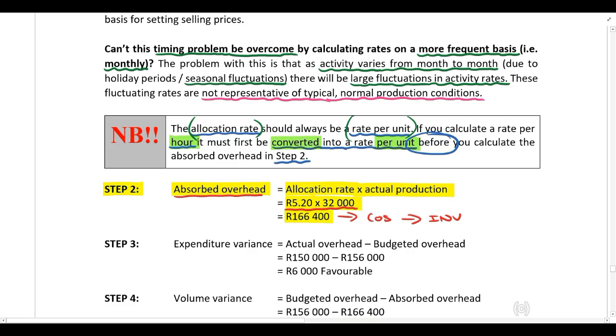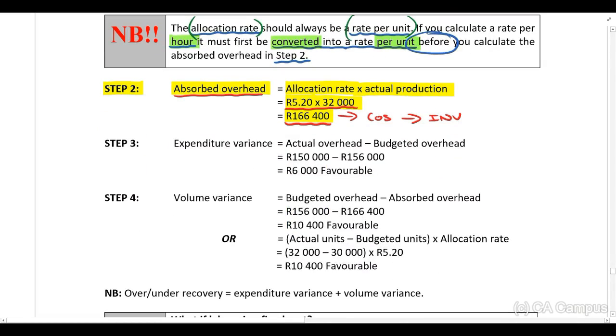So at the end of the year, they would have allocated 166,400 to the cost of inventory. Then in step 3 and 4, we need to calculate our variances. And this happens at the end of the year.